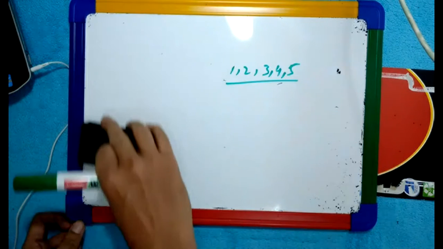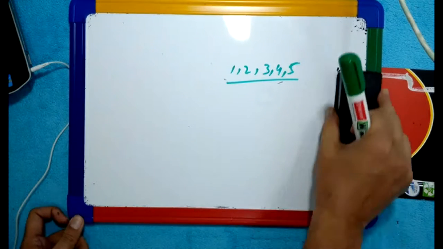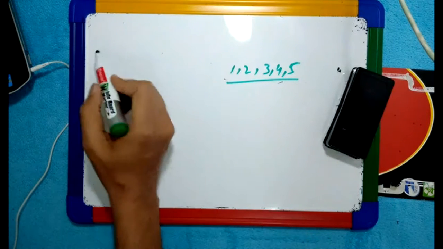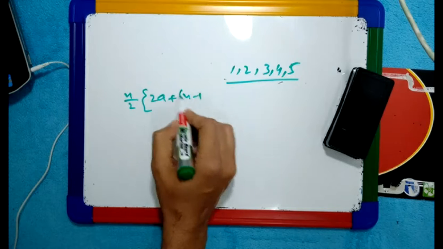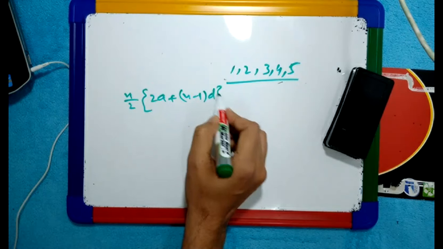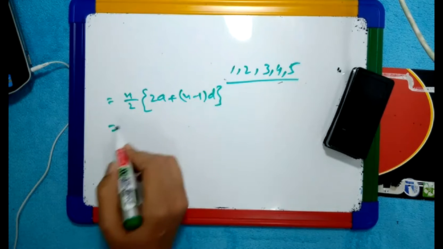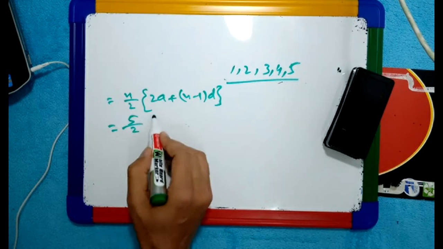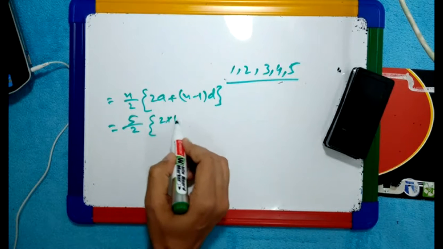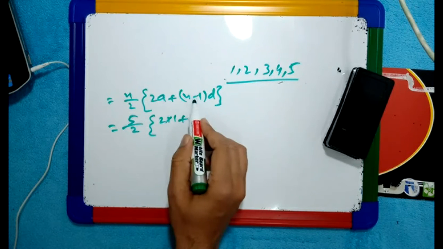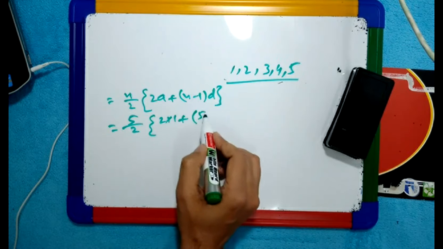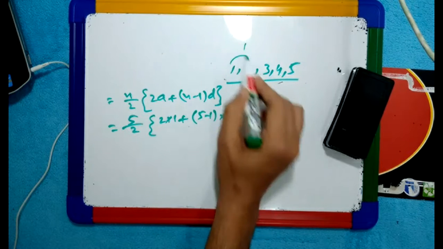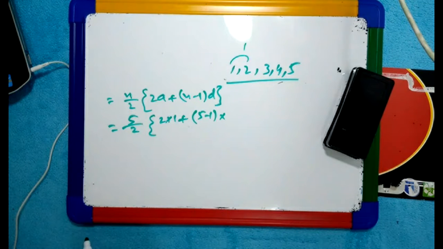Now I want to prove whether this formula works well or not. What is a in this? A is 1, so you will remember the formula. So a is 1, n is 5, 5 numbers. 2 into 1 plus n is 5, 5 minus 1 and d. What is d? 1, right? Difference also 1.